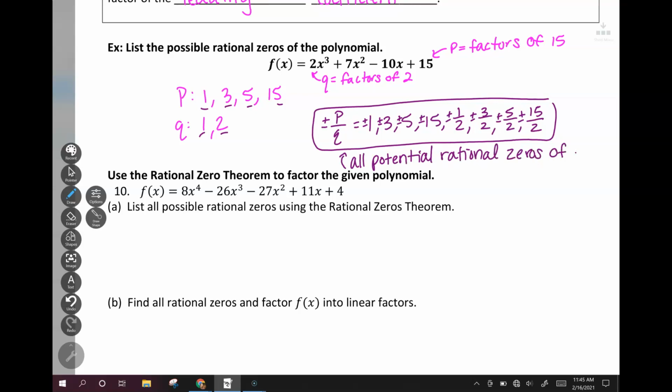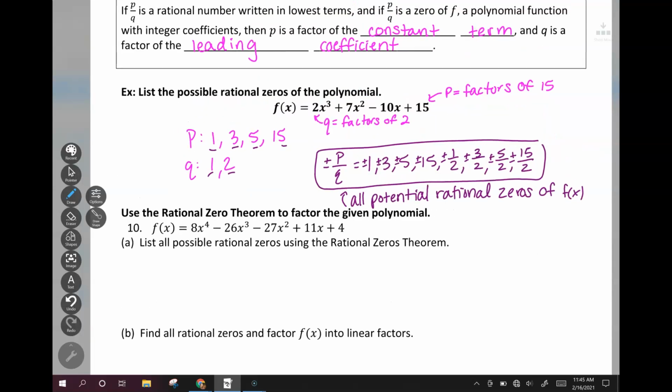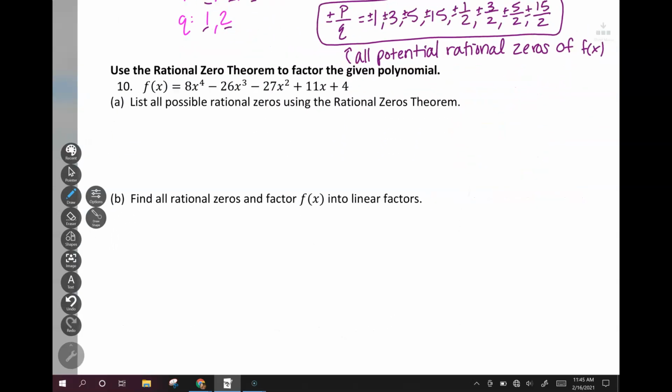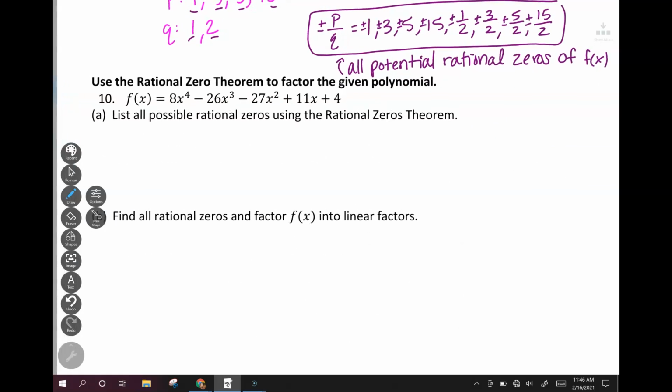Of f of x. And now that also helps you, because if those are zeros, again, you can get the factor of f of x from that.